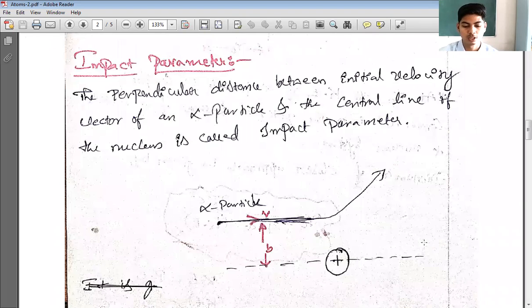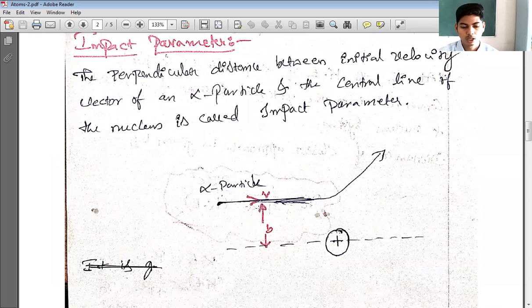After understanding what is distance of closest approach, you should also know what is impact parameter. See, impact parameter is defined as the perpendicular distance between the initial velocity vector of the alpha particle and the central line of the nucleus. Initially the alpha particle is projected in this direction, so this is the initial velocity vector of the alpha particle. Once this alpha particle comes close to the nucleus, because of the repulsive force exerted by the nucleus on the alpha particle, the direction of velocity of the alpha particle changes.